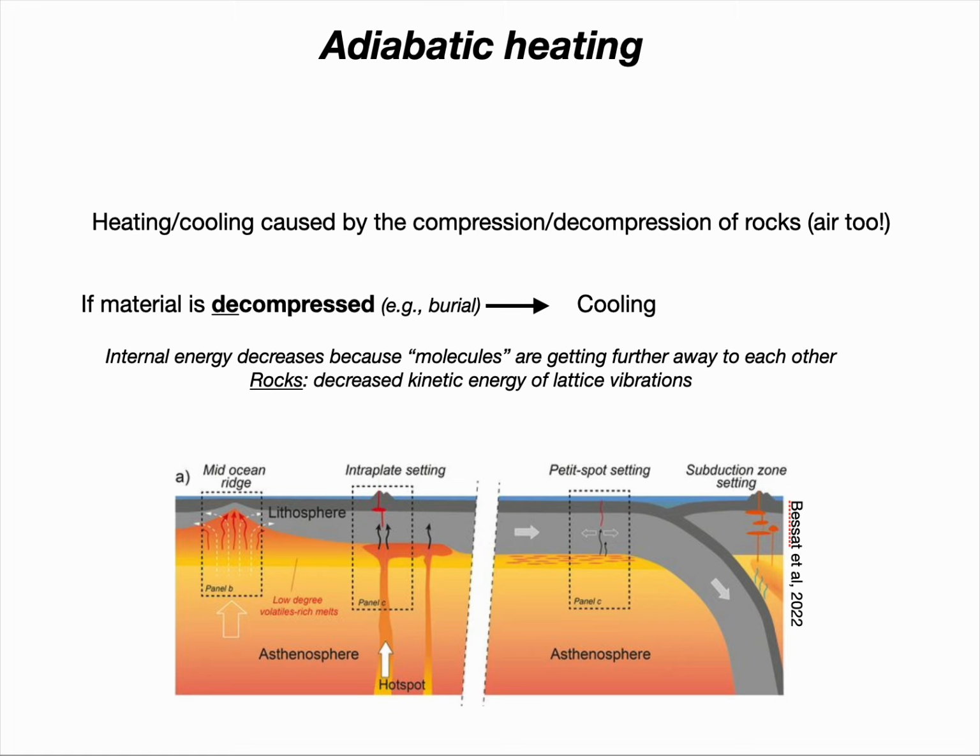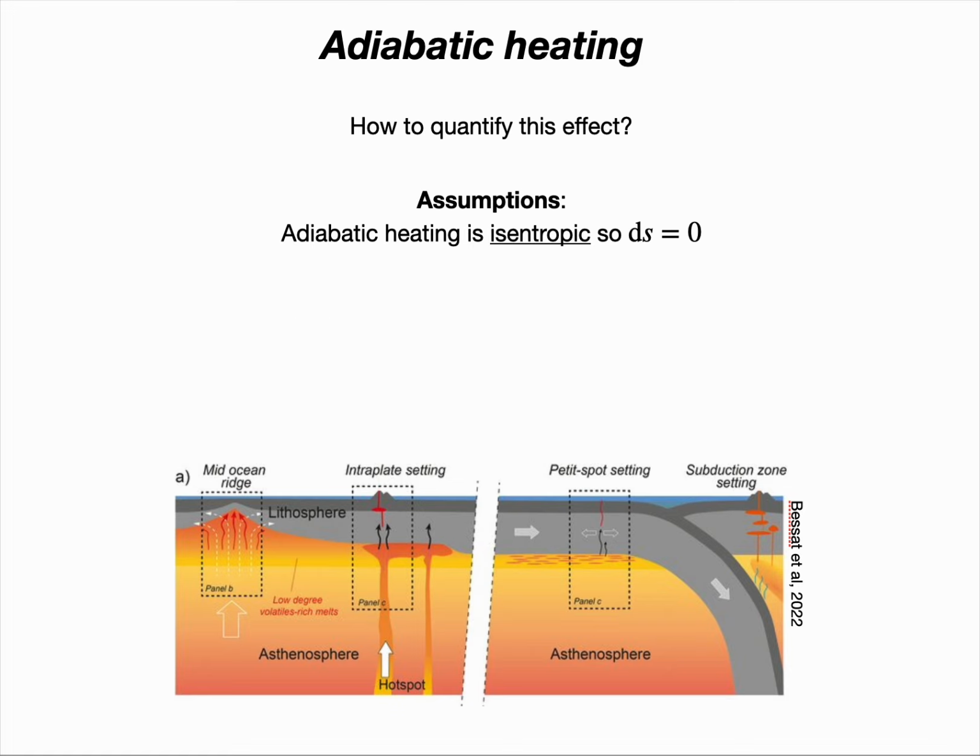On the other path, if you're exhuming material or bringing material to the surface, you will decompress, and this causes cooling. So the internal energy decreases because molecules are getting further away from each other, and the kinetic energy of lattice vibration is decreasing. So how to quantify adiabatic heating? What we need to set as an assumption is that adiabatic heating is an isentropic process. So dS, the differential of entropy, will be equal to 0.